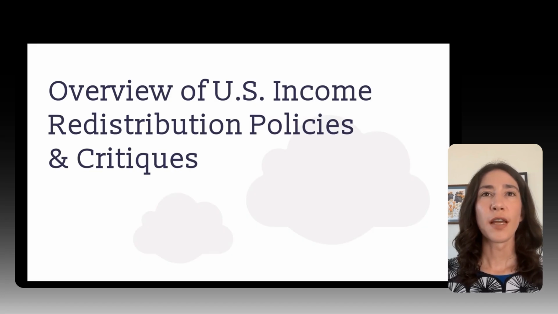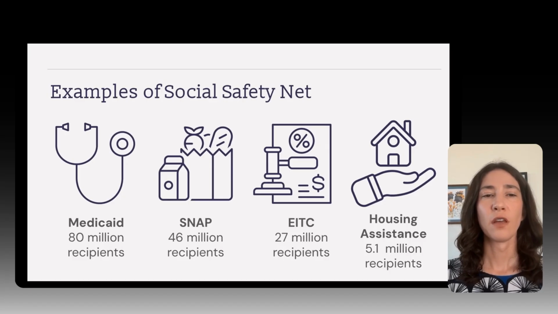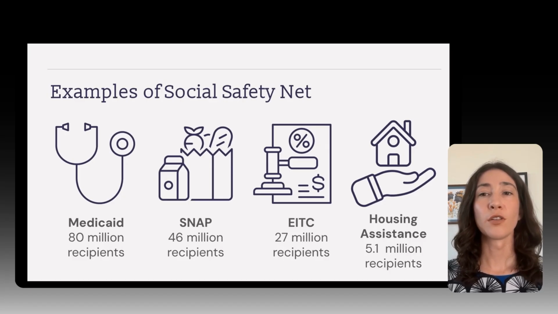Following the data walk, there's direct instruction about the current redistribution policies and critiques of those. I'm not going to go through those slides. Here's one of the slides, just some examples of social safety nets that we have. And then we also talk about progressive taxation, and again, some economic critiques of these policies.